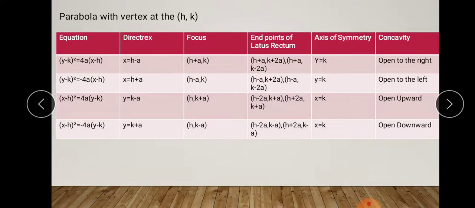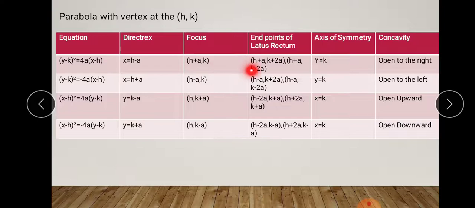Parabola with vertex at (h, k). In this table, we have the equations of the parabola with vertex at (h, k). Equation number 1: (y − k)² = 4a(x − h). The directrix is x = h − a, and the focus is (h + a, k).